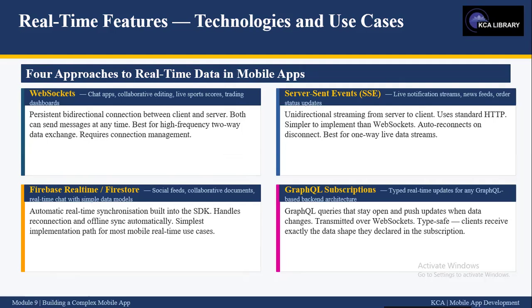Firebase Realtime Database: automatic real-time synchronization built into the SDK. It handles reconnection and offline synchronization automatically. Simplest implementation, fast for most mobile real-time use cases. GraphQL subscriptions: GraphQL queries that stay open and push updates when data changes, transmitted over WebSocket, type-safe. Clients receive exactly the data shape they declare in the subscription.